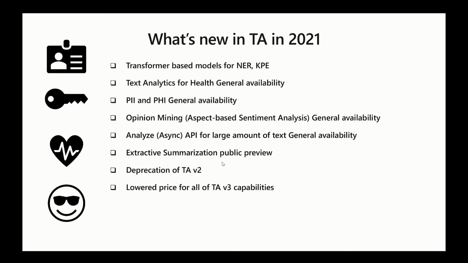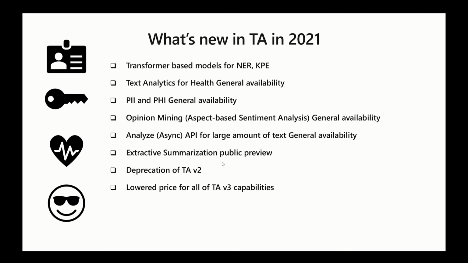We launched it as generally available. So basically it's available globally. There's an SLA, and we also have published the pricing. Similarly, PII, PHI is GA, and opinion mining is also GA. We also GA'd the Async endpoint, which is basically allowing users to use multiple features together.